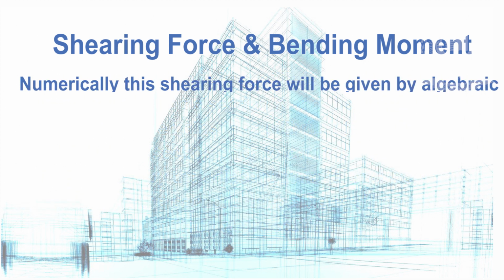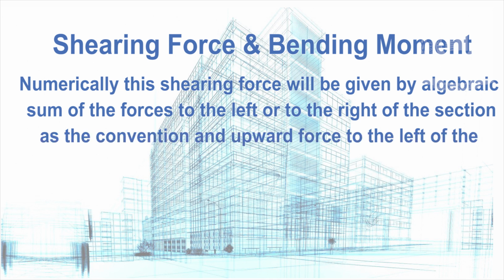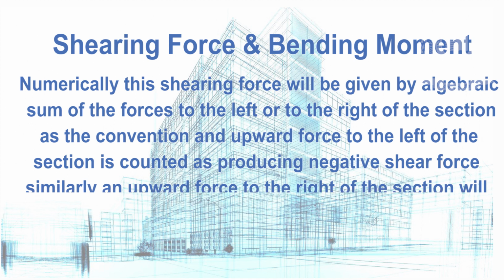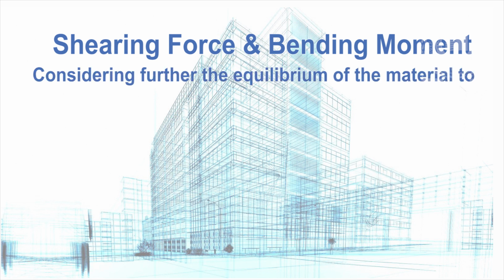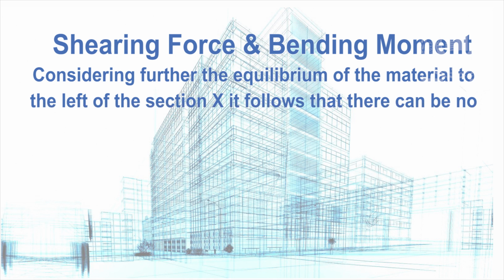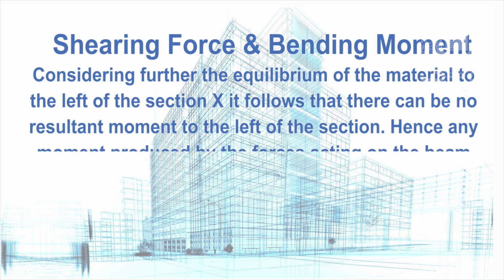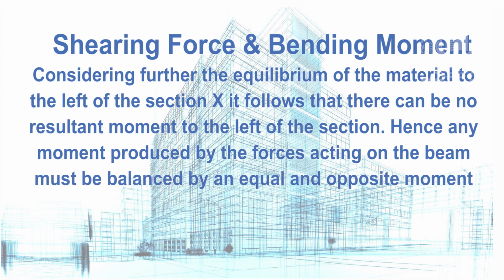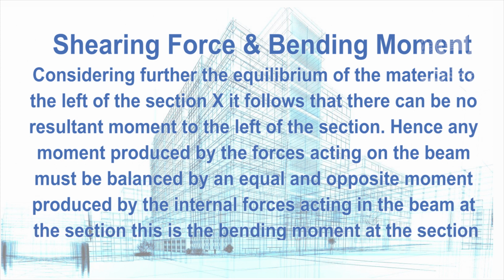Numerically, this shearing force will be given by algebraic sum of the forces to the left or to the right of the section. As the convention, an upward force to the left of the section is counted as producing negative shear force. Similarly, an upward force to the right of the section will produce positive shearing force. Considering further the equilibrium of the material to the left of the section X, it follows that there can be no resultant moment to the left of the section. Hence, any moment produced by the forces acting on the beam must be balanced by an equal and opposite moment produced by the internal forces acting in the beam at the section. This is the bending moment at the section.